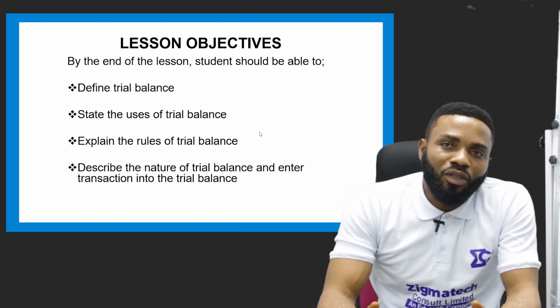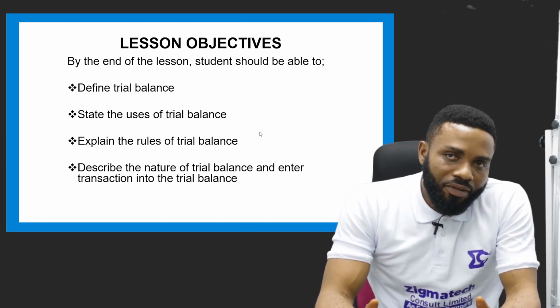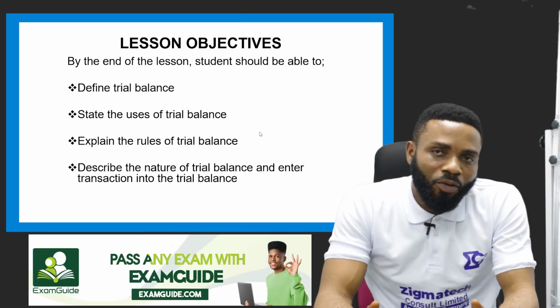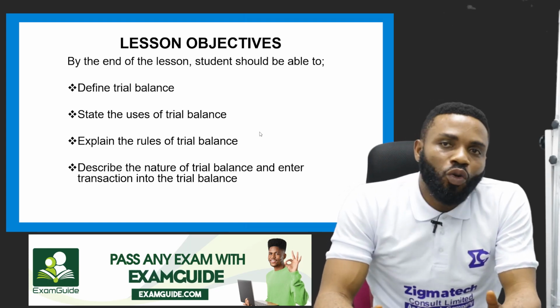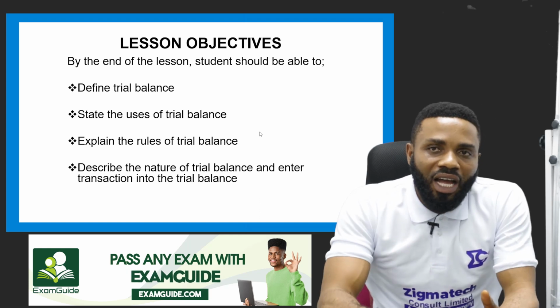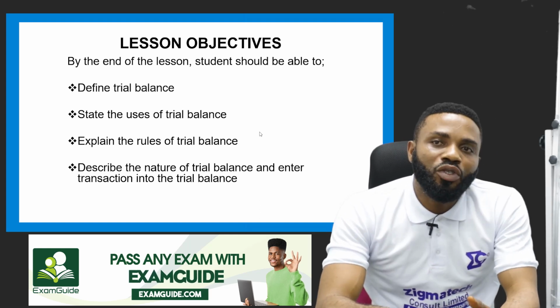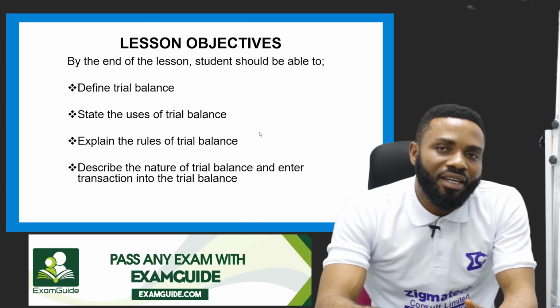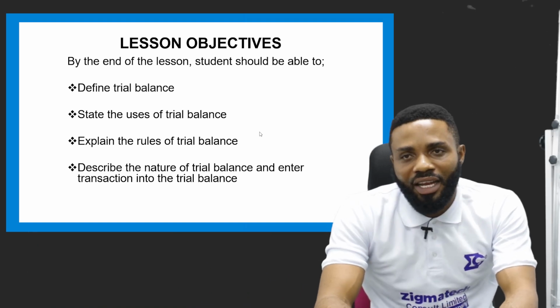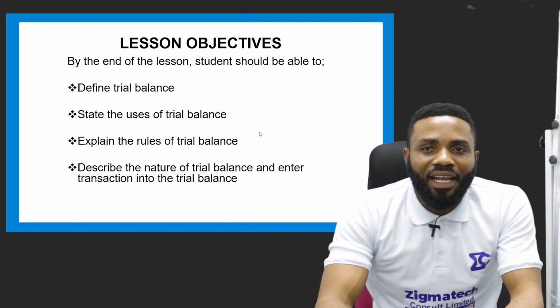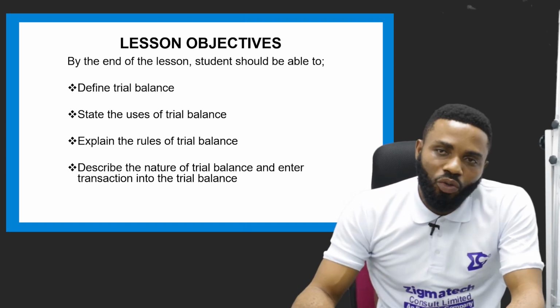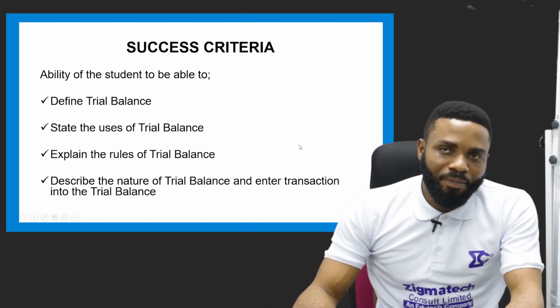We want to look at what we intend to achieve at the end of the lesson. I have said before, it is a very important topic. We want to look at how we define trial balance, state the uses of trial balance, explain the rules of trial balance, and then describe the nature of trial balance and enter transaction into the trial balance.